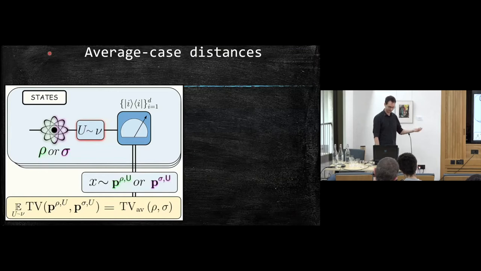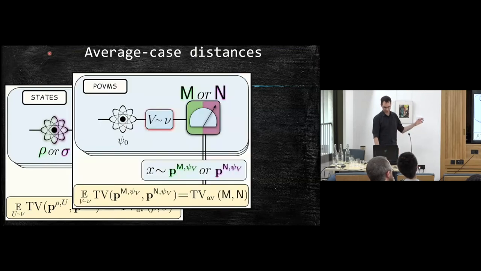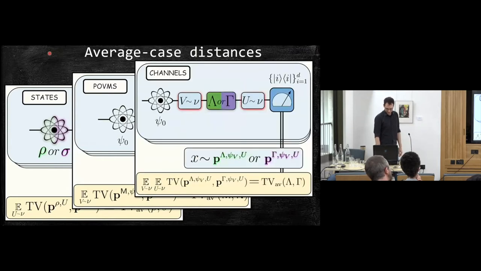Okay, so this was for states, and I told you that we can think about those averages and approximate them by an explicit function of states, which is just the Hilbert-Schmidt distance. And we have fully analogous games for POVMs, where now your input state is fixed, and you want to distinguish between POVMs M and N, and you apply a unitary before the measurement or after the state preparation, whatever you prefer. And in terms of channels, you have inputs and outputs, so you apply a random unitary before and independently after. So in this case you have two averages.